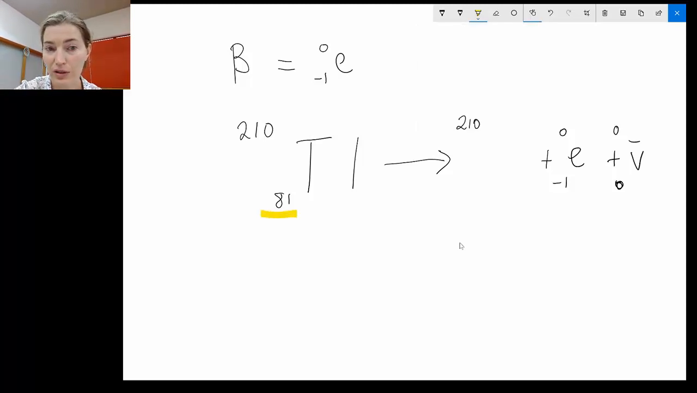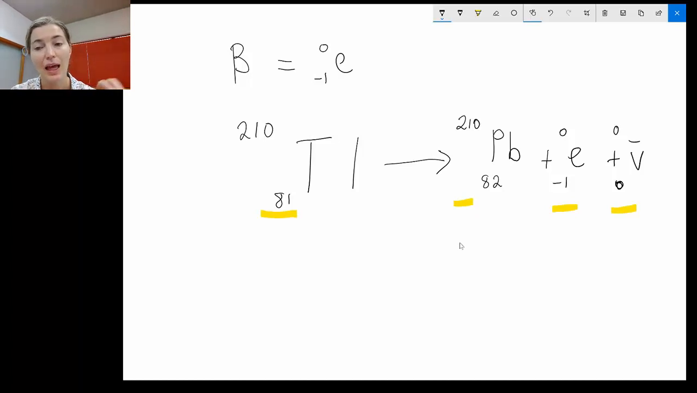The sum total on the left-hand side has to equal the sum total on the right-hand side. So what are we going to write in here? Well, we're going to have to write 82, because 82 minus 1 plus 0 is going to equal 81. So we've actually changed into lead, 82. So thallium can decay with a beta particle and antineutrino, and it will become lead-82 with an atomic mass of 210. And that is how we do beta decay.